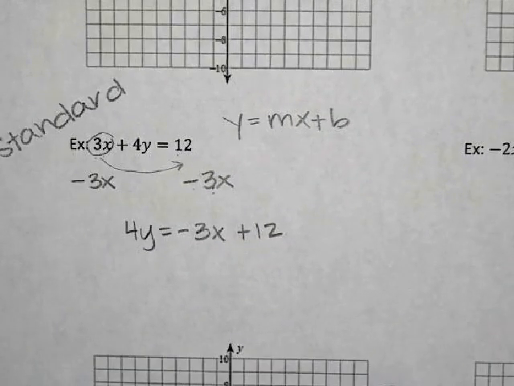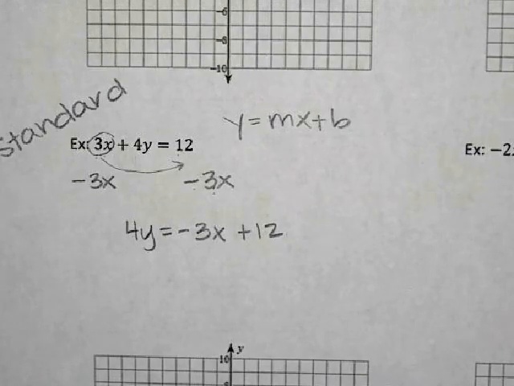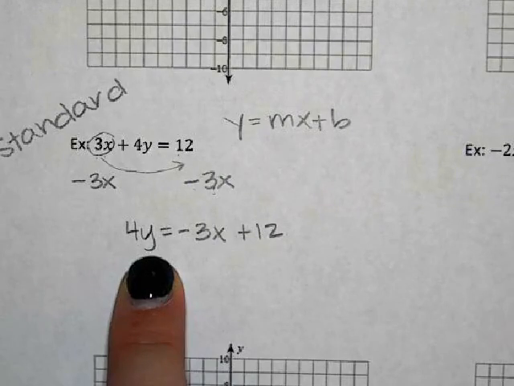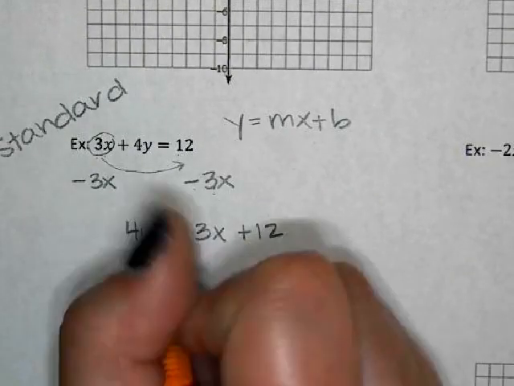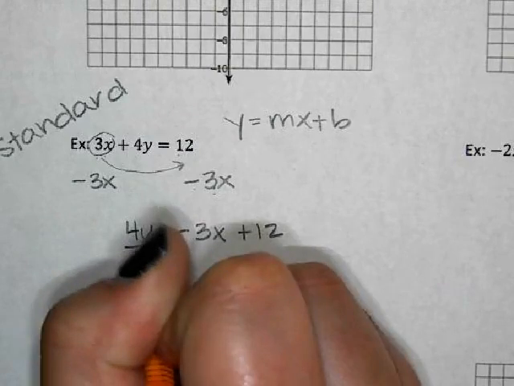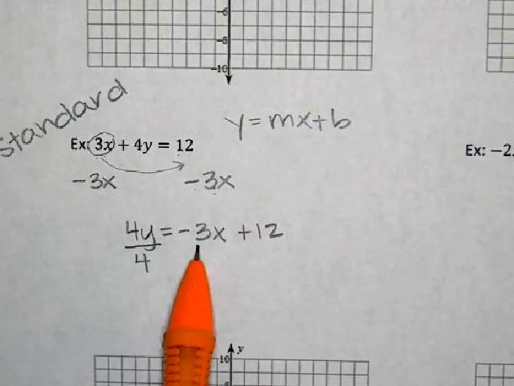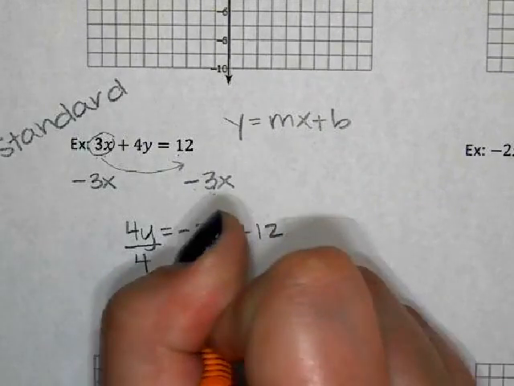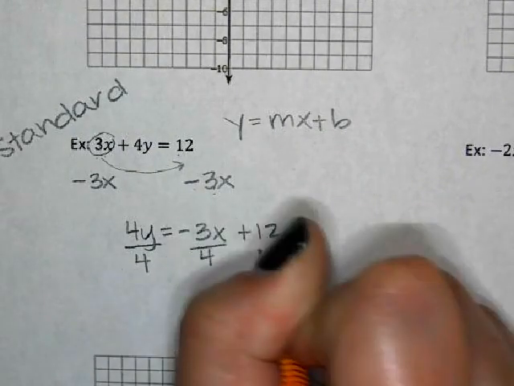We good so far? Okay. And then at this point, we want the y to be alone, so how do we do that? Yeah, we divide by 4. A 4 and a y written next to each other means multiply, so we're going to divide by 4. And then on the right side, we have to make sure that we do that to everything. So I'm going to divide by 4 right here, divide by 4 right here.